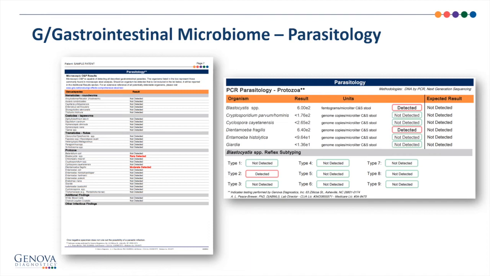We follow that up on the right with a PCR parasitology, where we're looking at the most common parasites that inhabit or can infect a patient, such as blastocystis and Dientamoeba fragilis, Giardia, and some of the others. And if we do find a blastocystis, we do an automatic reflex subtyping to determine what's the actual likelihood, what's some of the patient populations, demographics, and treatment options that might be specific to that type of blastocystis.